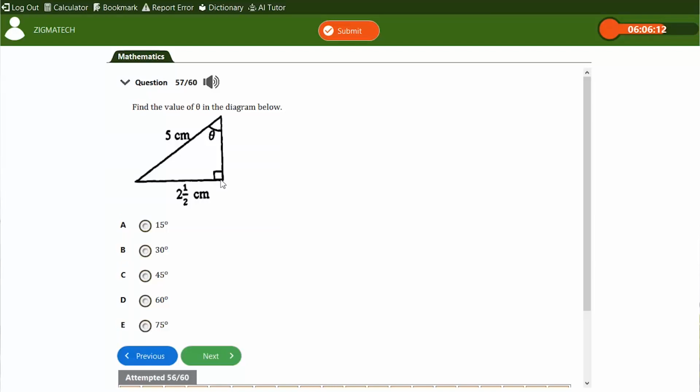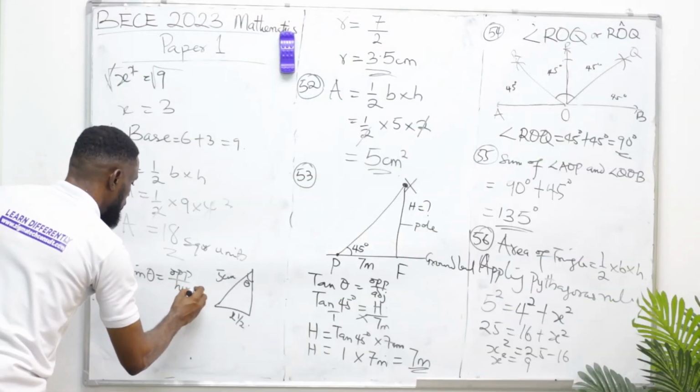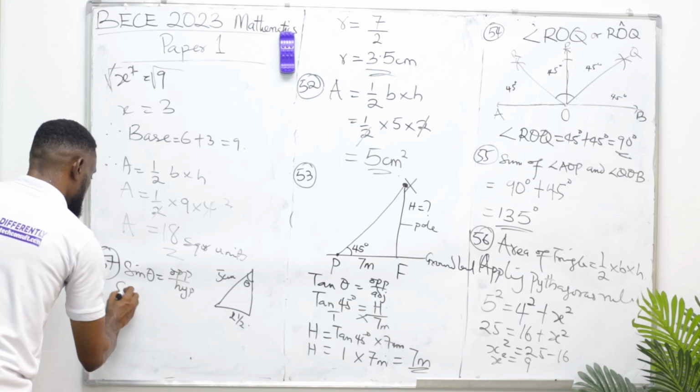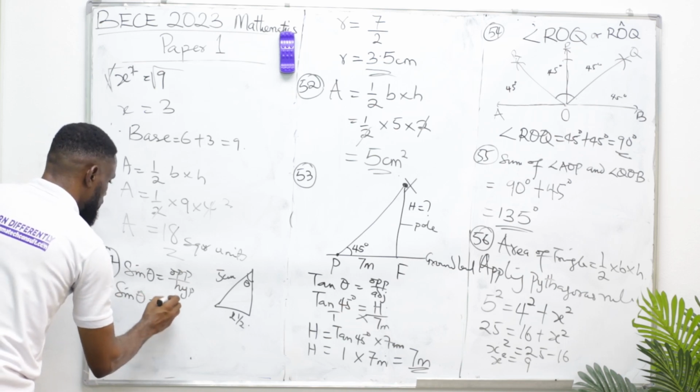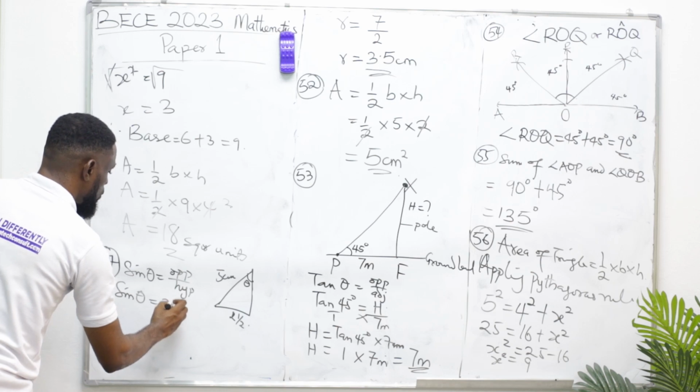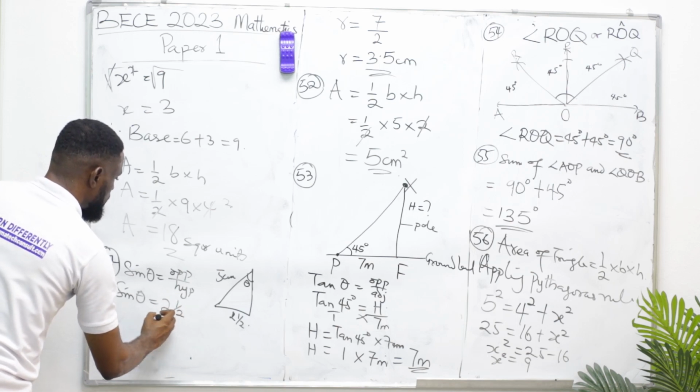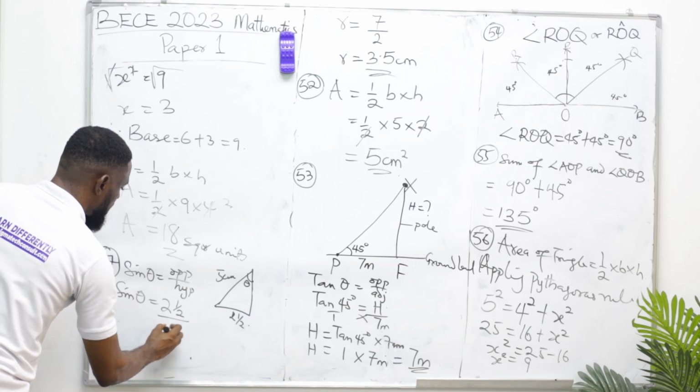If I can just quickly sketch that here for you so that you understand what I'm doing. So this is 5 cm. This is our theta. These are 2 whole number 1 over 2. So this is what we're looking for, right? All right. So you say sine theta is equal to opposite over hypotenuse, right? So sine theta is equal to opposite, 2 whole number 1 over 2, divided by hypotenuse, 5, right?